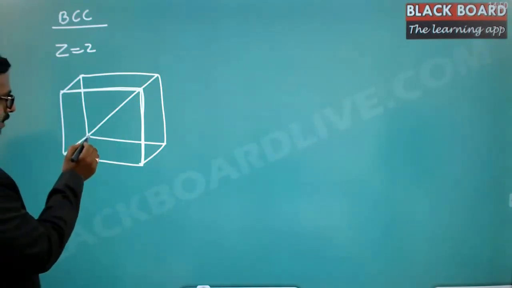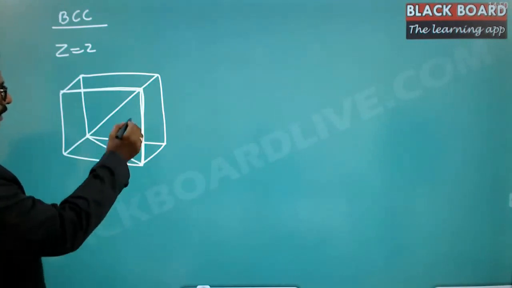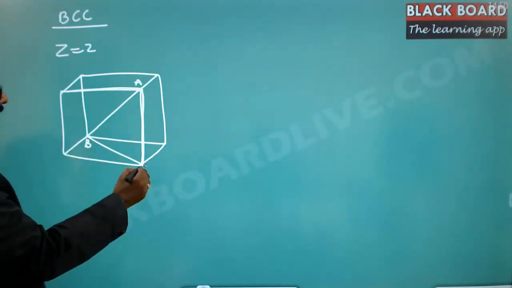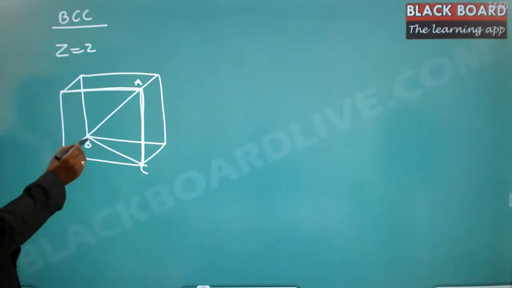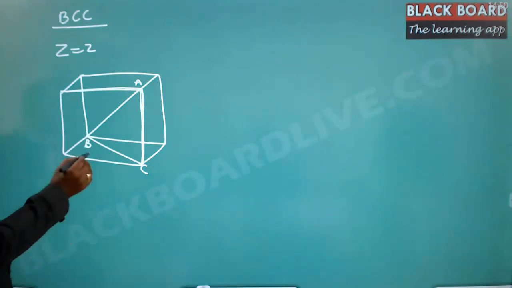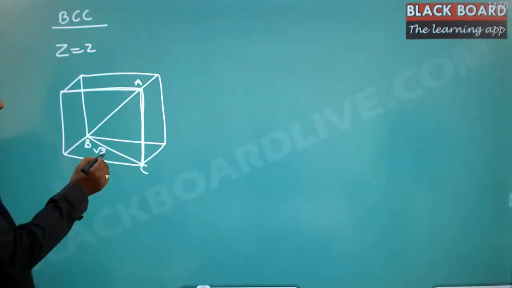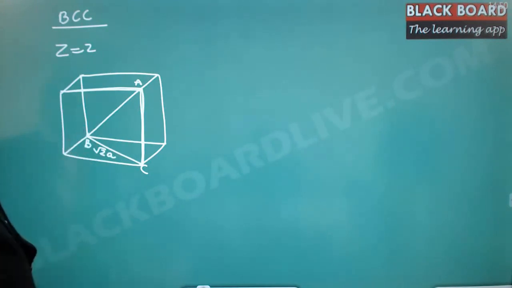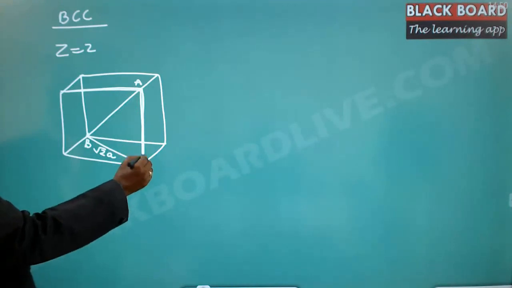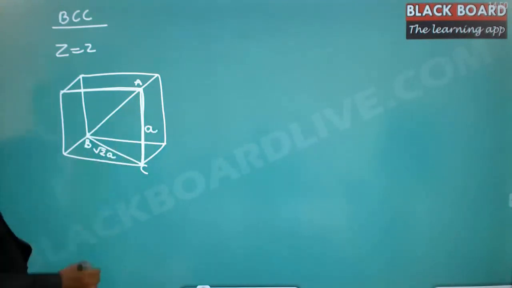Connect this face diagonal. Now A, B, C. ABC is a right angle triangle. Among these, BC is the face diagonal. Just as we calculated, the length of the face diagonal is root 2 into A, where the length of the unit cell is A.